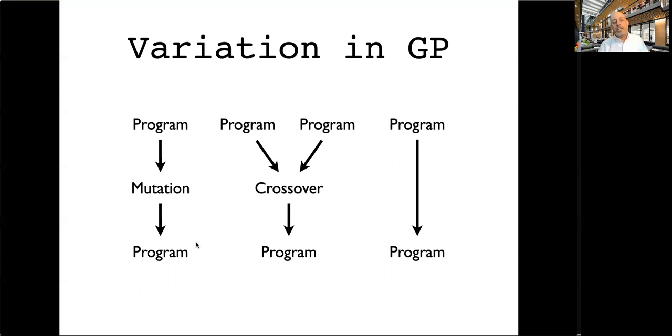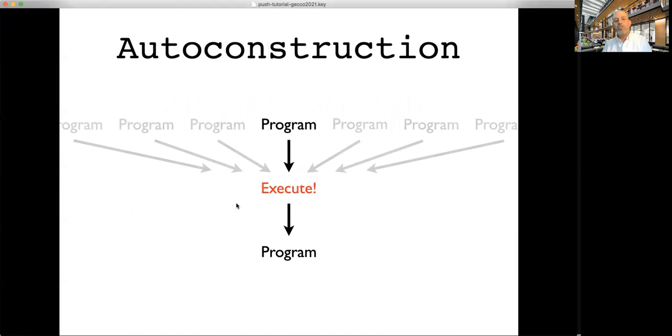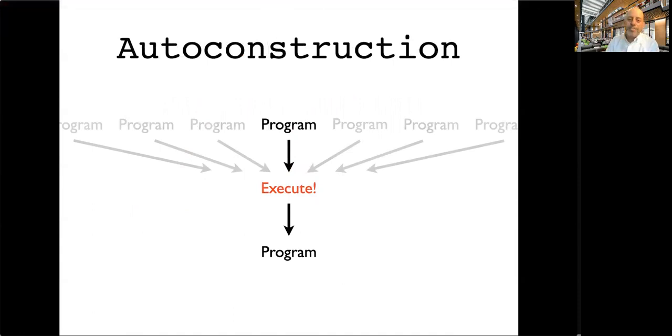So in standard GP, we produce offspring by starting with a program and mutating it to produce a child program, or starting with two programs and crossing them over to produce a program, or straight reproduction of a program from another program. And the mutation and crossover algorithms are written by humans and configured by humans. In auto-construction, you put in the program itself the code to make the child. And so you execute the program to produce the child. And maybe you give it other programs as mates when you do that. Okay, that's the idea of autoconstructive evolution, or auto-construction.